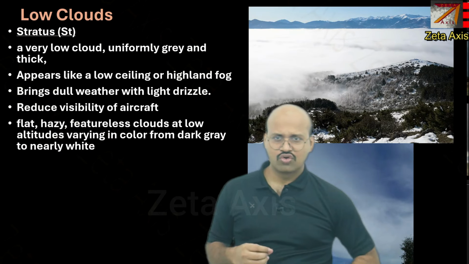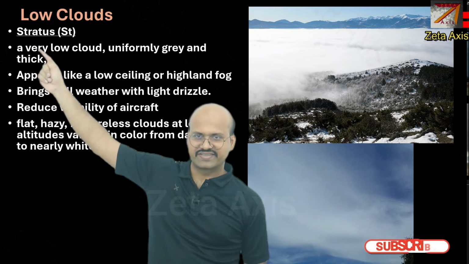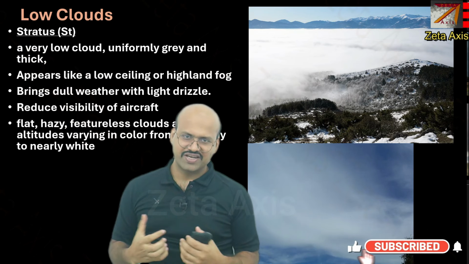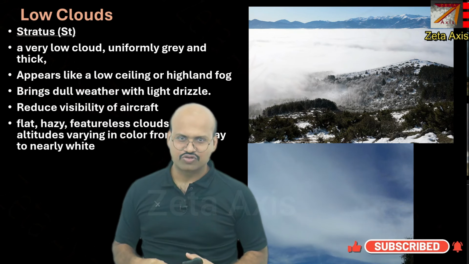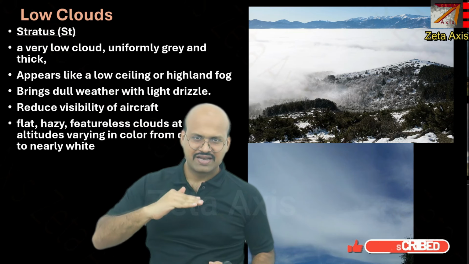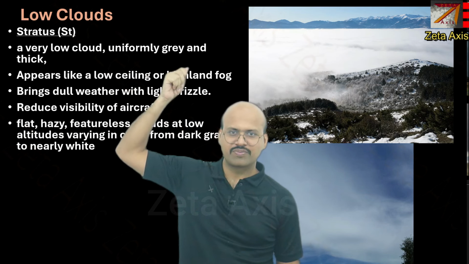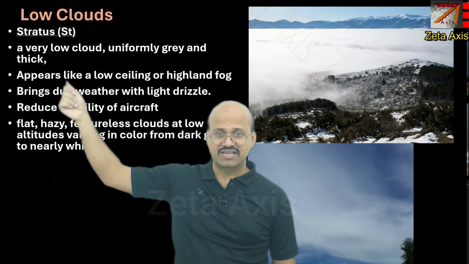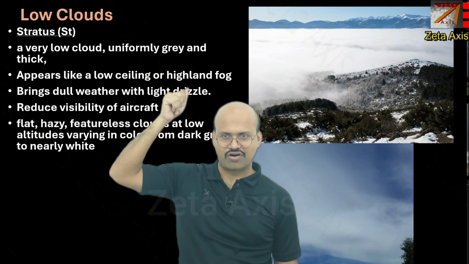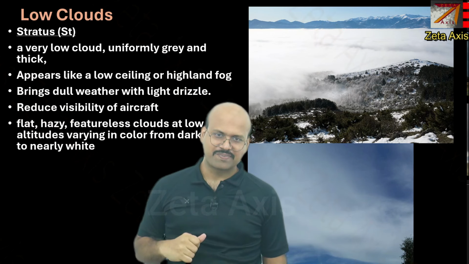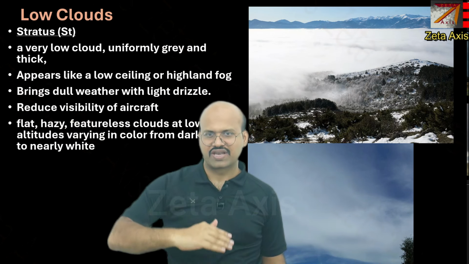Now here are lower clouds. We have stratus. Again, we have discussed that stratus are more evenly distributed clouds, but these are the clouds which are found near the land or very close to the hilltops. So they are very low clouds, uniformly grey and thick, appearing like a low ceiling or highland fog. So in the hilly region they will appear like a fog because they are very close to the land.